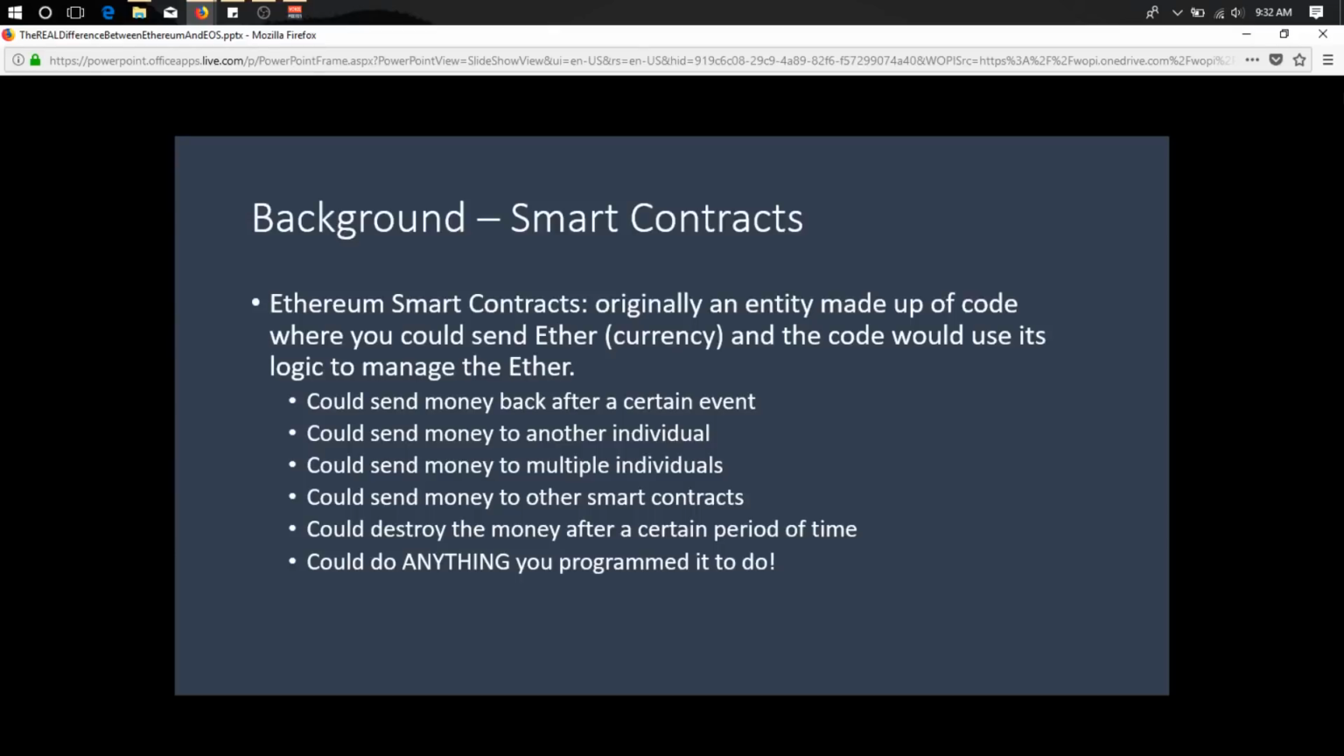Originally, Ethereum smart contracts were an entity of code where you could send Ether, aka money, to, and the code would then use its logic to manage that money. For example, the code could decide whether it would send the money back to you after something happened, send the money to another individual, send the money to multiple parties, send the money to another smart contract. It could even destroy the money. Smart contracts could basically do anything that you program them to do.